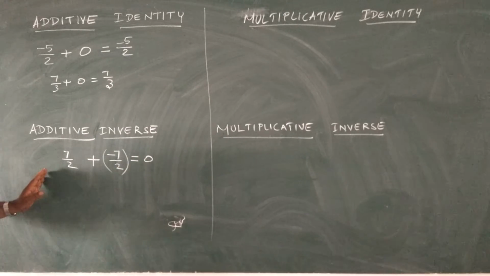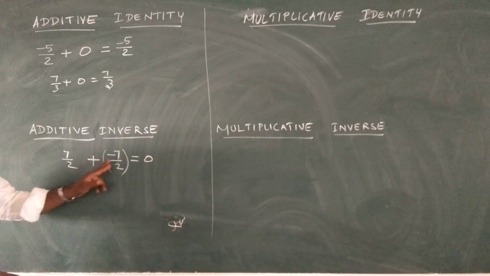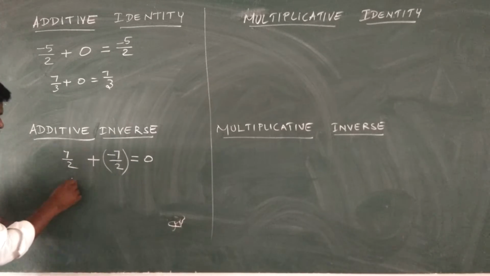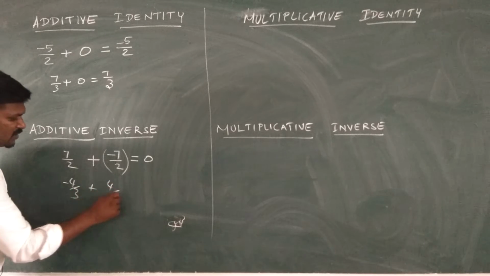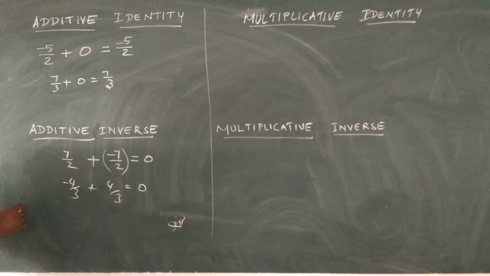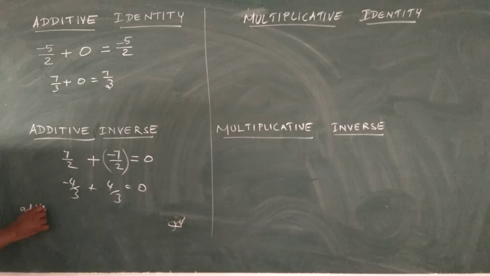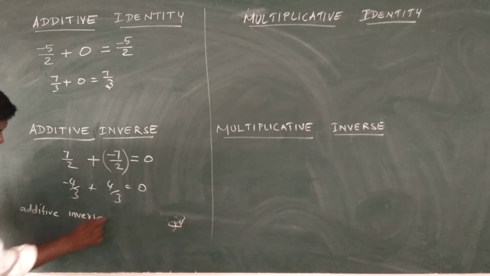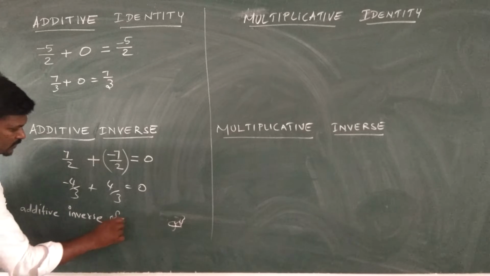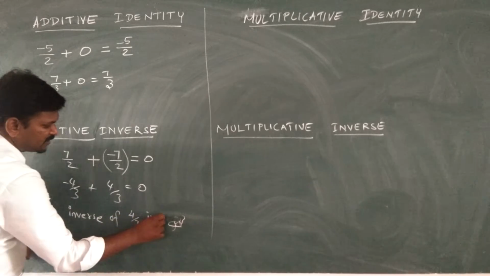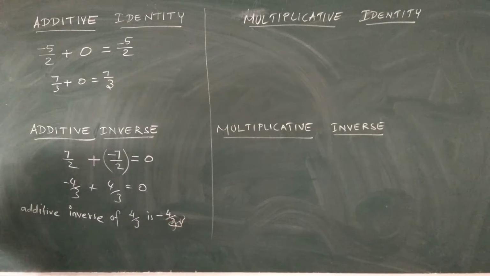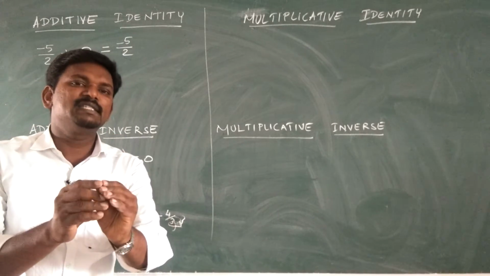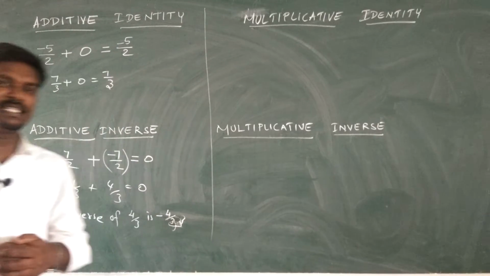Therefore the additive inverse of 7 by 2 is minus 7 by 2. The additive inverse of minus 7 by 2 is 7 by 2. Minus 4 by 3 plus 4 by 3 is equal to 0. So we can write like this: the additive inverse of 4 by 3 is minus 4 by 3. So the additive inverse of a rational number is, it is very simple, just writing the opposite symbol.